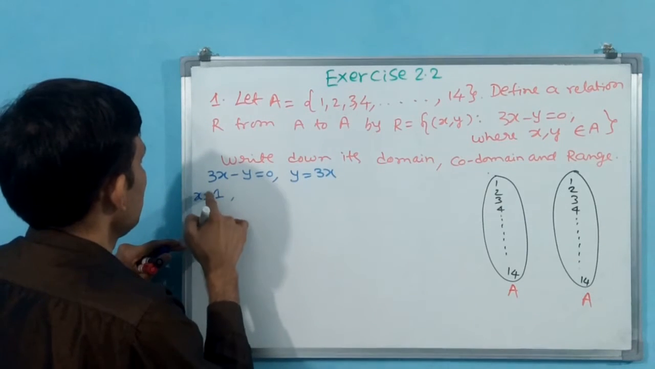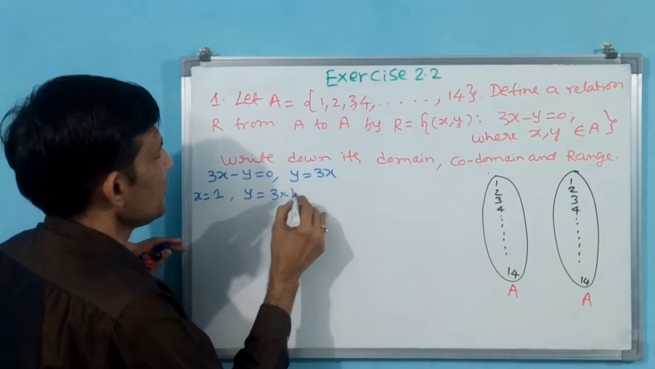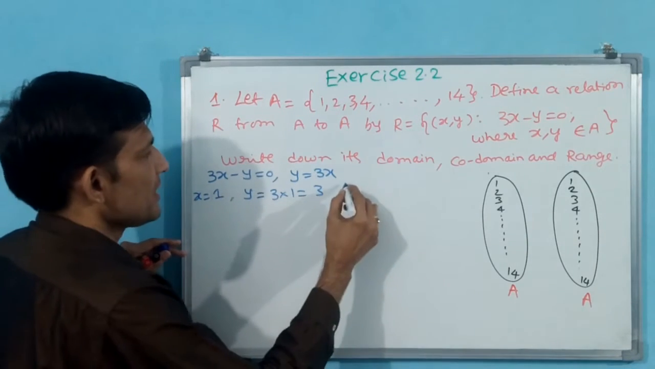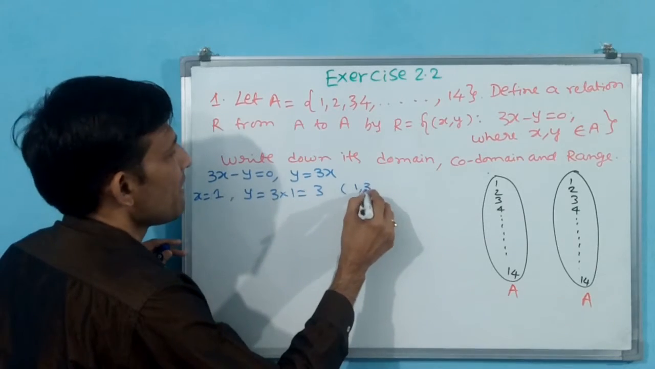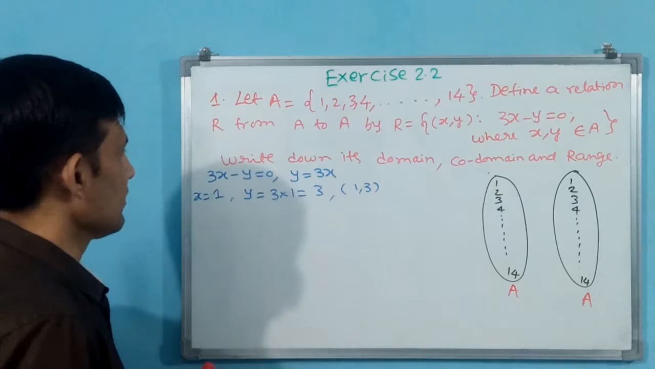X is equal to 1. Then y is equal to how much is it going to come? 3 into 1, that is equal to 3. That means here the 1 comma 3 set will come. You understand the concept? Okay.